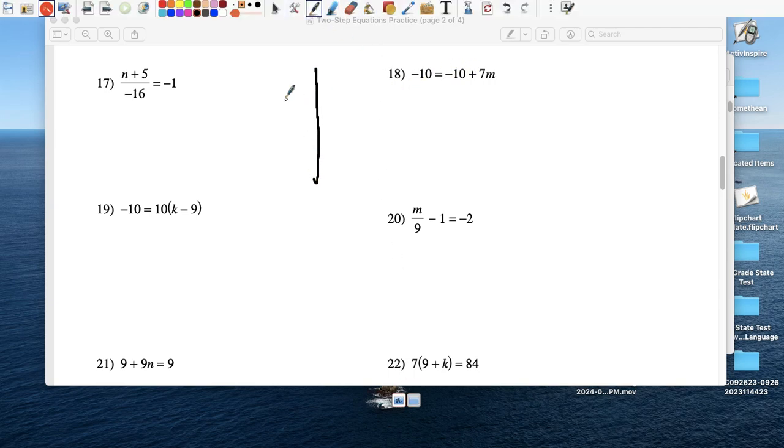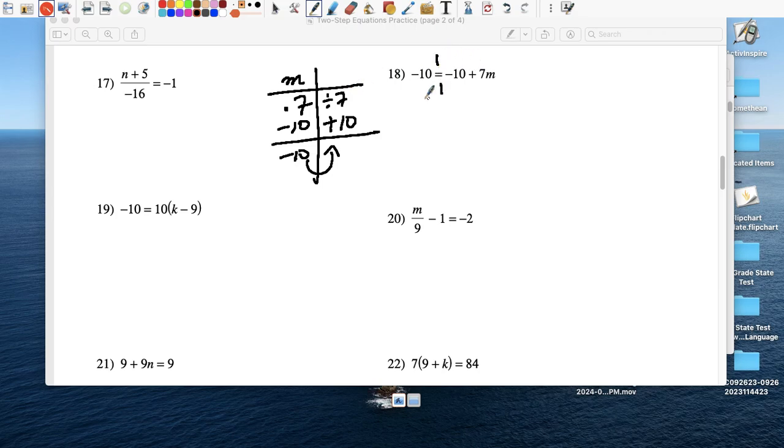Again, what's happening here? I am thinking a number m, mystery number, call it m. I'm multiplying by 7, and then I'm subtracting 10, and that gives me -10. The inverse operations that I'm going to use is going to be opposite of -10, which is +10, and opposite of multiply by 7, which is divide by 7.